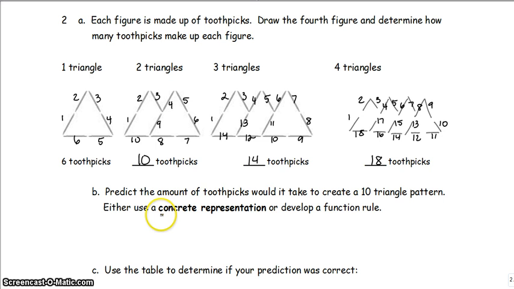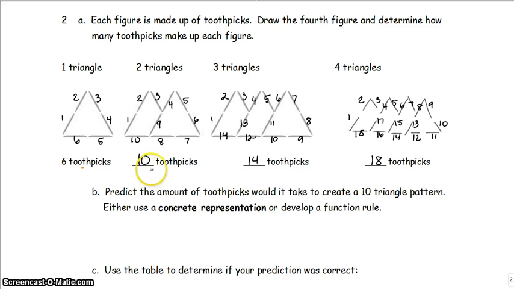So I don't know about you, but I don't think I'd really want to draw a concrete representation. That means I'd have to draw out 10 triangles. And it was enough work for me, at least, to draw out 4 triangles. So what I want to do is develop a function rule. So again, your rate of change is how much you're changing by each time.